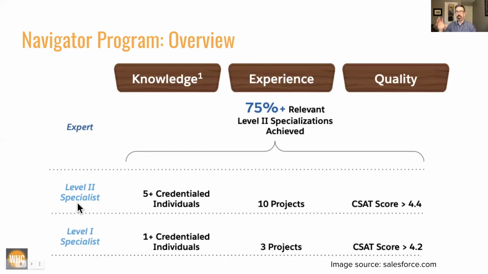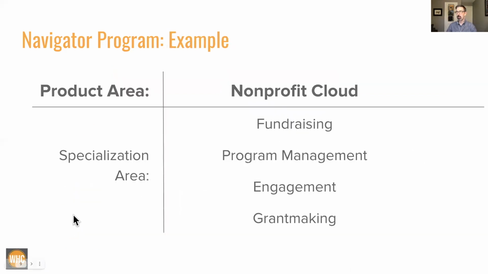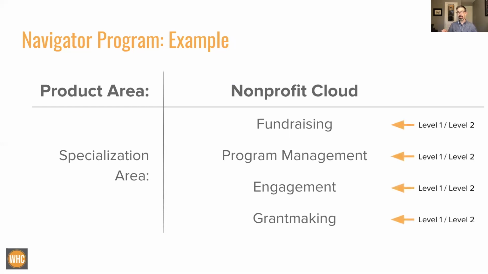categories within that area. So let me give you an example here in the nonprofit sector. So for the Navigator, for the product area for the Nonprofit Cloud, there are 4 specialization areas in that: fundraising, program management, engagement, and grant making. Okay, so any given partner can earn either a level 1 or a level 2 specialist in any one of those 4 areas.